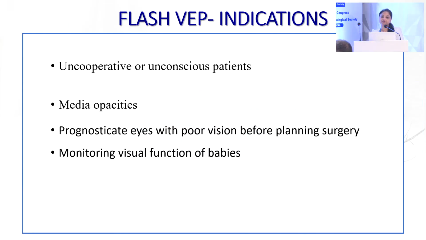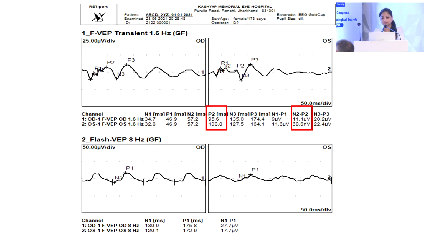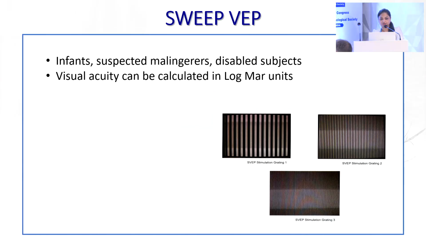The indications for flash VEP are uncooperative patients, unconscious patients, and media opacities. It prognosticates the eye with poor vision before planning surgery and monitors visual function of babies. These are the waveforms of flash VEP. There are four waves. The P2 is the most important one. Latency is 100 to 120 and N2 P2 amplitude is more than 10 microvolts. This is how the report is given.